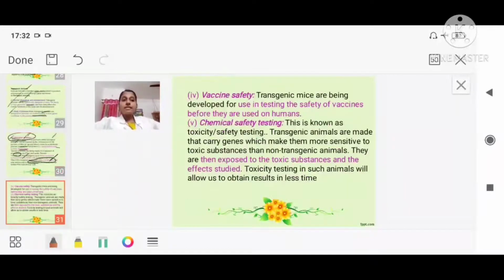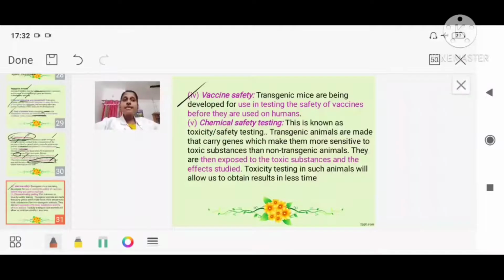Now moving on to the next, which is vaccine safety. 5 points are there, 2 more to go. So what do you mean by vaccine safety? You know what a vaccine is, isn't it? Weakened or killed germs are introduced into your body so that you get immunity against a disease. We have already learnt vaccines in human health and diseases. We cannot introduce a vaccine into the human population all of a sudden, isn't it? We have to first test it.